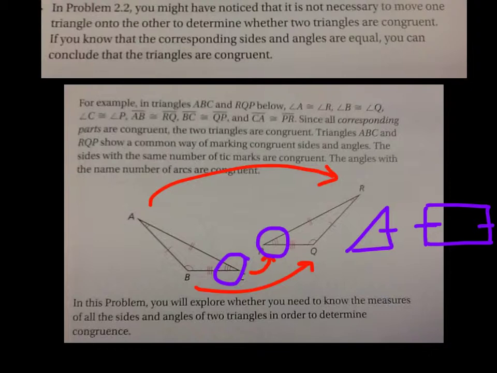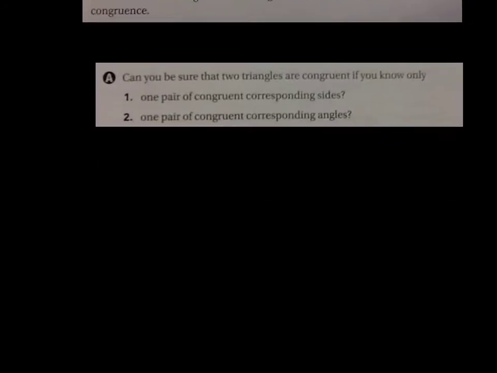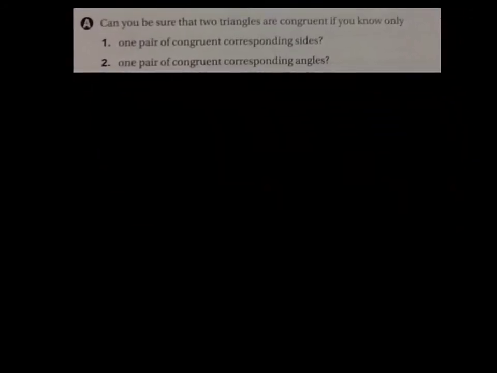In this problem, you will explore whether you need to know the measures of all the sides and angles of two triangles in order to determine congruence. So let's do just that. We're going to launch ourselves into problem A. All right, can you be sure that two triangles are congruent if you know only one pair of congruent corresponding sides? How about if you know one pair of congruent corresponding angles?